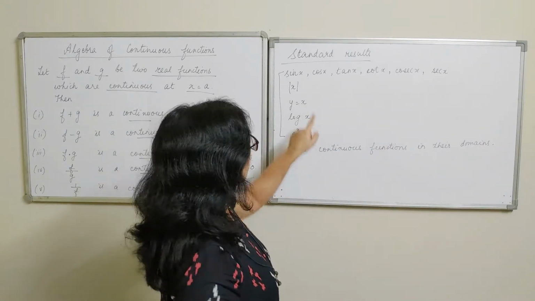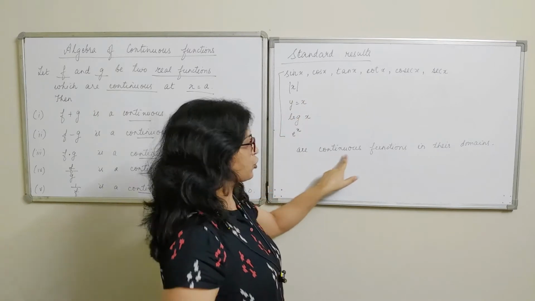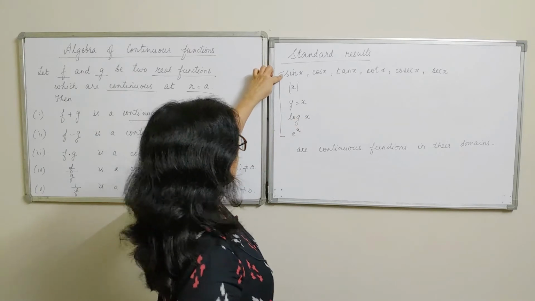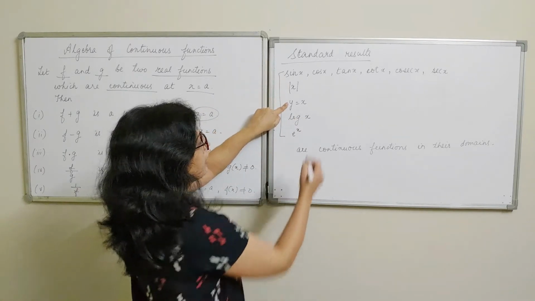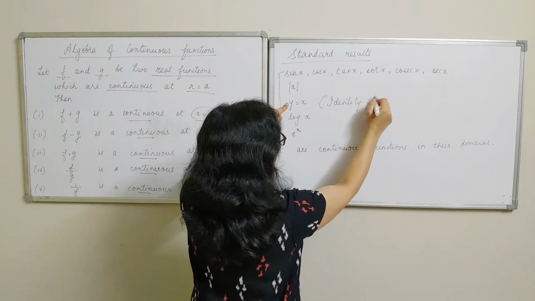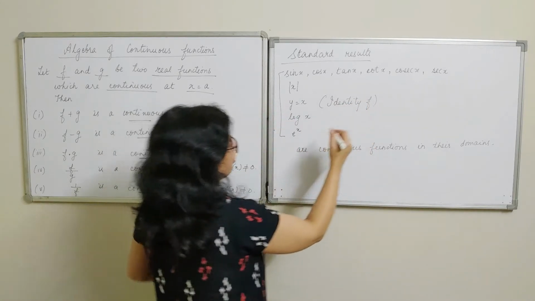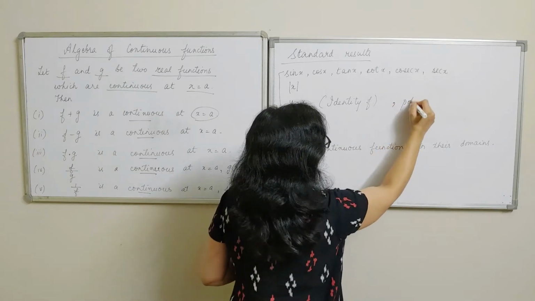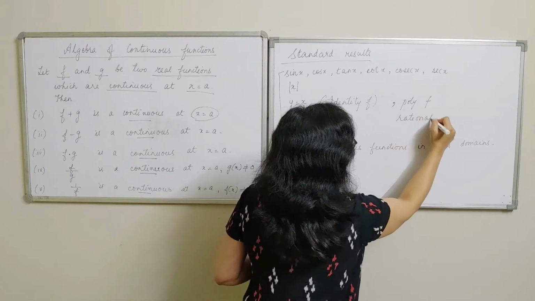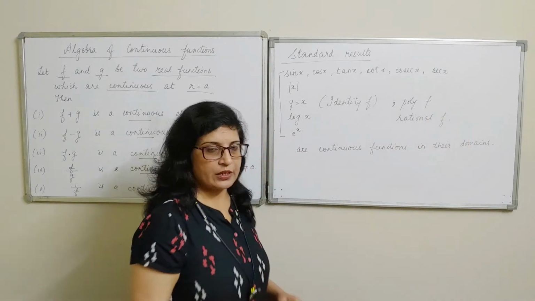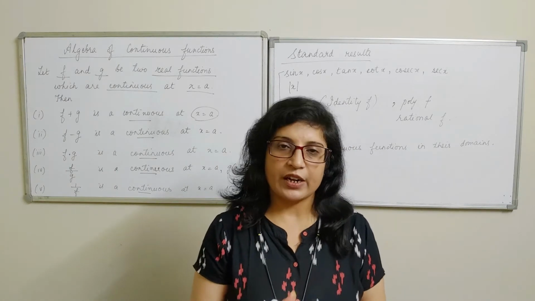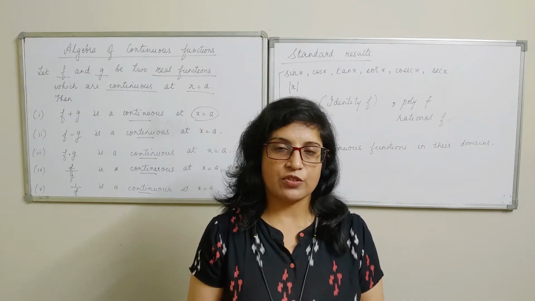We can later on prove one or two results of these, and we'll show them that these are continuous functions. So this is basically a standard result. All trigonometric functions, modulus function, this is the identity function, the log function, exponential function. Besides this, polynomial functions, rational functions, all these functions are continuous in their domains. So we basically know now algebra of continuous functions. We know which standard functions are also continuous functions in their domains.